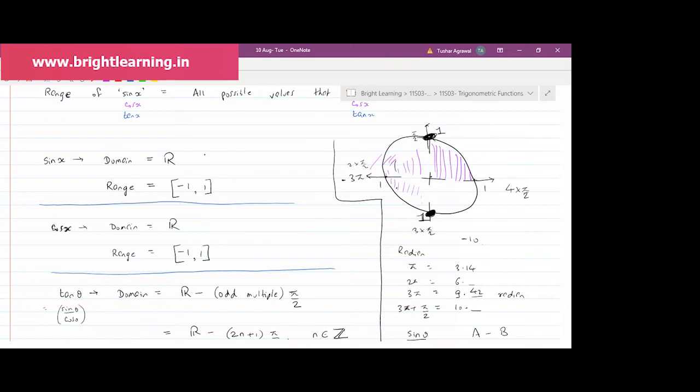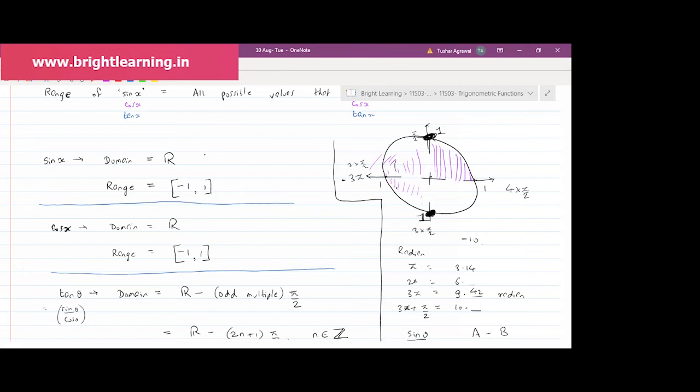What is the range? Range means the actual values that sine x can take. And the actual values that sine x can take, what will it be? The y coordinate, and the y coordinate is only between minus 1 to 1. So the y coordinate's least value is minus 1, maximum is plus 1. So the range of sine x is minus 1 to 1.